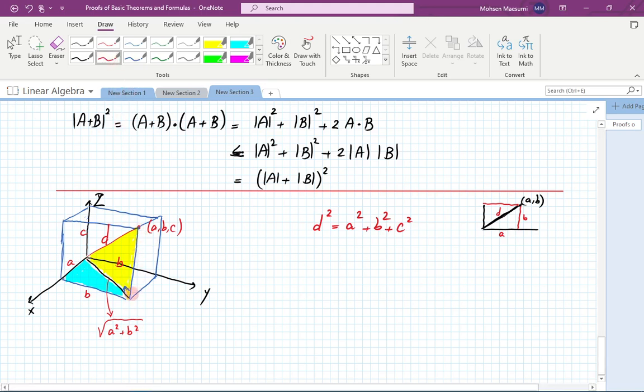This side is the third side here, c. To find the hypotenuse in this yellow triangle, you have to square this and square that one and add them up. So d squared is going to be the square of the bottom side, which is a squared plus b squared, and then the third side here is c squared. So when you simplify it, you get a squared plus b squared plus c squared.